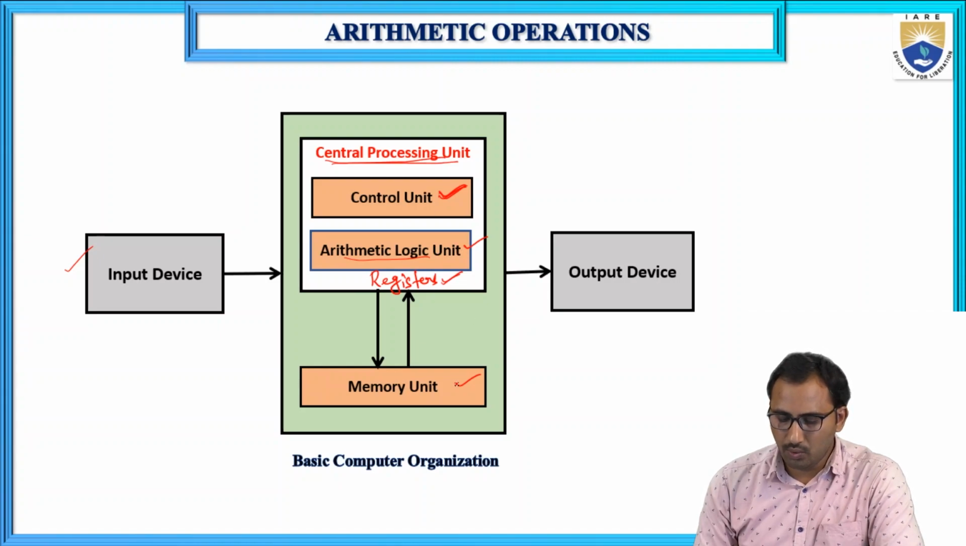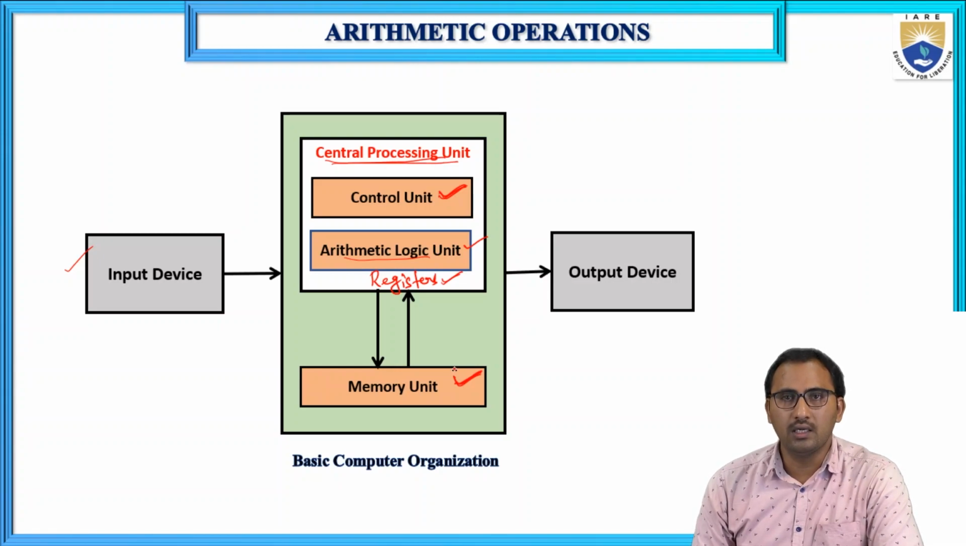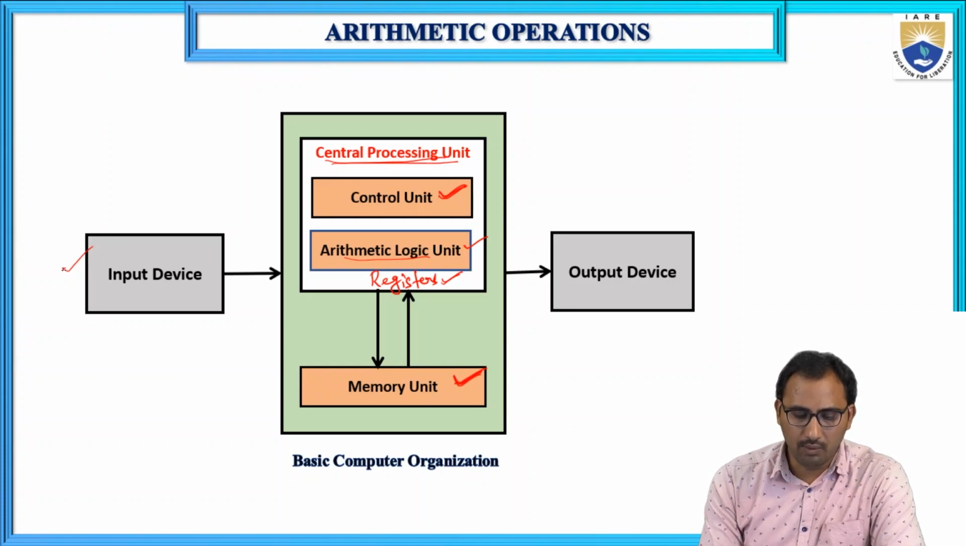After that, the memory unit. The memory unit is also an essential component. If the CPU wants to process something, the data will originate from the memory, and once the CPU accepts the data from the memory and processes it, the generated results may also be stored in the memory. So in order to store the programs and the data, we require the memory unit.